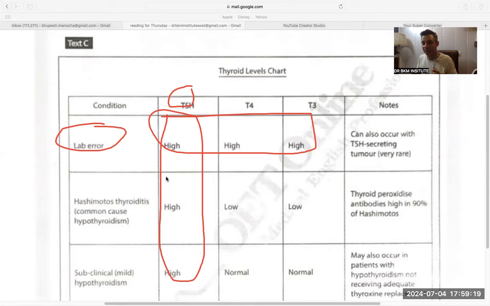Check for a TSH does not make sense if all the tests are high. If all the tests are high, there can be a lab error. That means there can be an error from the laboratory, because it can also occur with a thyroid secreting tumor, which is rare. So first of all, if your T4, T3, and TSH all are high, that means you maybe have this thing.